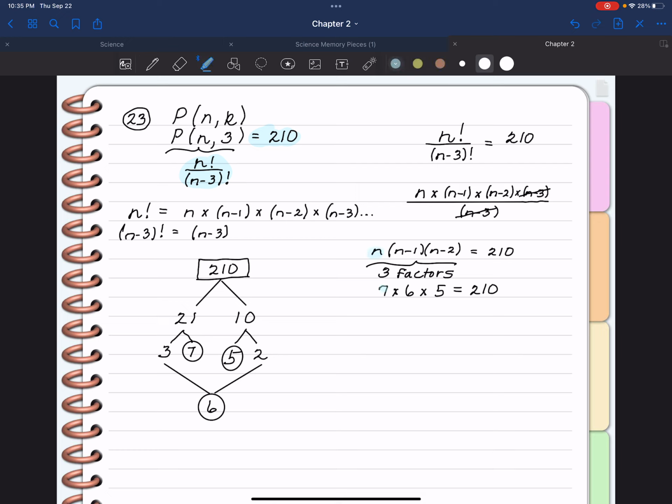If n is 7, n minus 1 would be 6. n minus 2 would be 5. And let's be sure that 7 times 6 times 5 is 210. It is. And the question was, how many comedians are available? In other words, what is n? n is 7. n is the first of those factors in that factorial. That's the answer we're looking for. So I like C for that one.